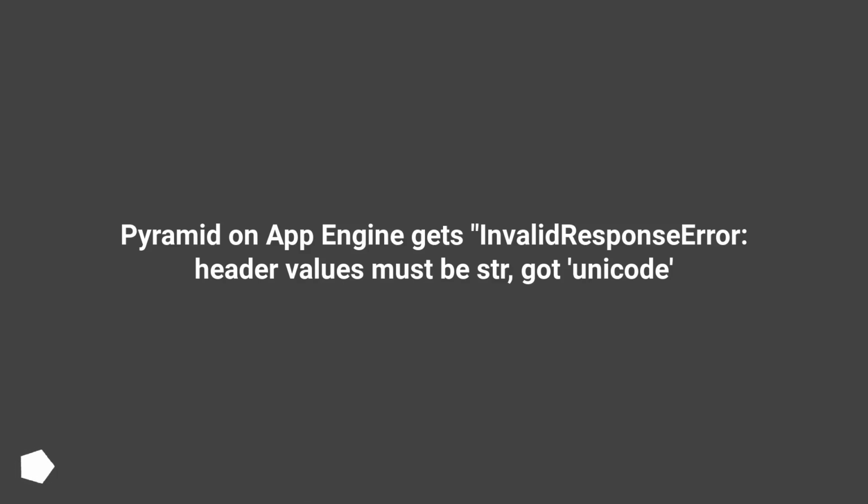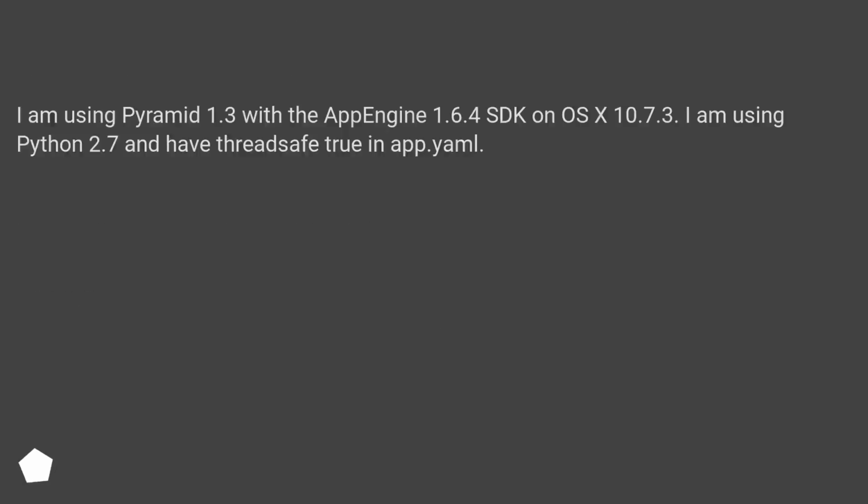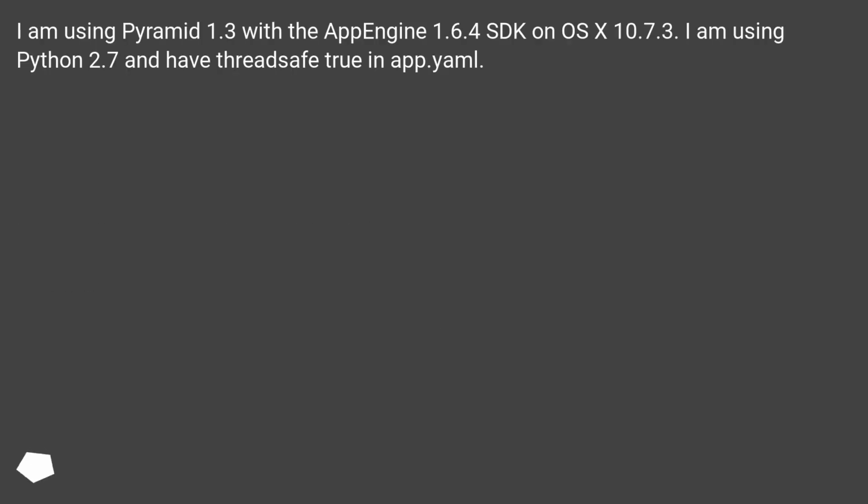Pyramid on App Engine gets invalid response error, header values must be str, got Unicode. I am using Pyramid 1.3 with the AppEngine 1.6.4 SDK on OS X 10.7.3. I am using Python 2.7 and have threadsafe true in app.yaml.